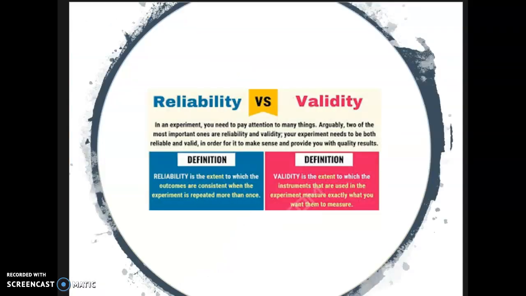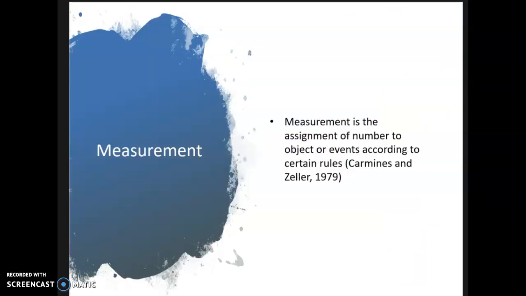With reliability, the outcomes are consistent when the experiment is repeated more than once. And with validity, we're looking at whether it's actually testing what it's supposed to test. So let's dive into measurement, and we'll get into this a little further as well. When we're looking at measurement, we want measurements that are both reliable and valid.